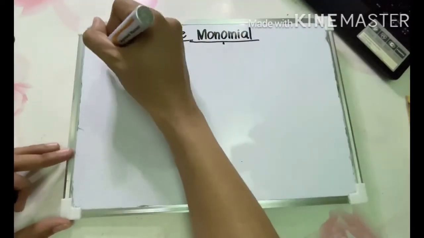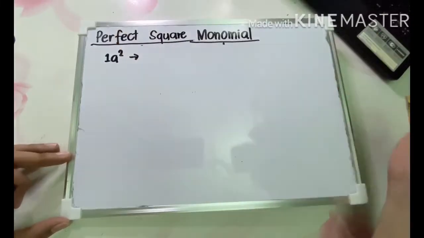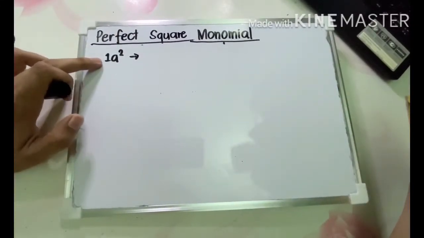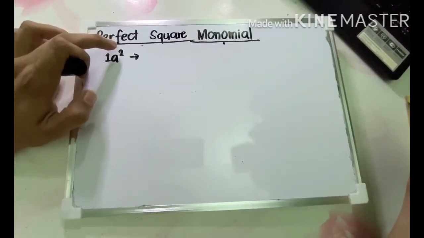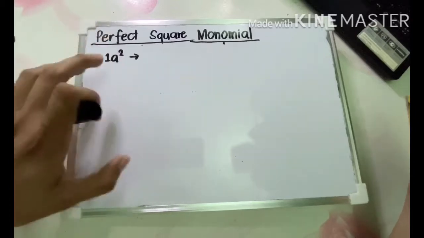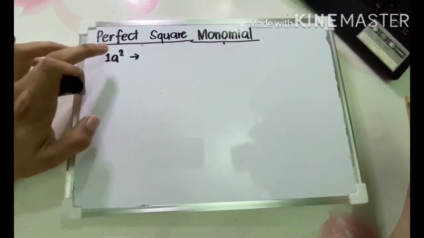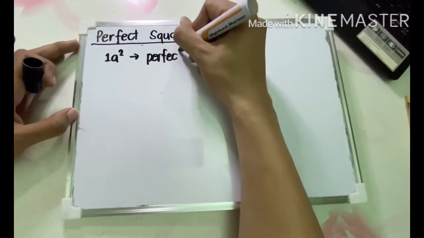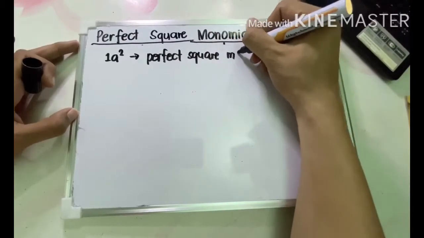Okay, let's rewrite 1a squared. So, the rule is the numerical coefficient should be a perfect square and the exponent should be even. Based on our example 1a squared, 1 is a perfect square and 2 is even. So therefore this is a perfect square monomial.